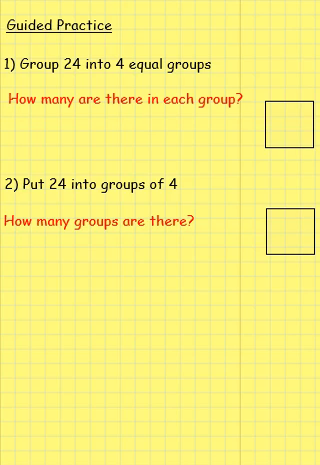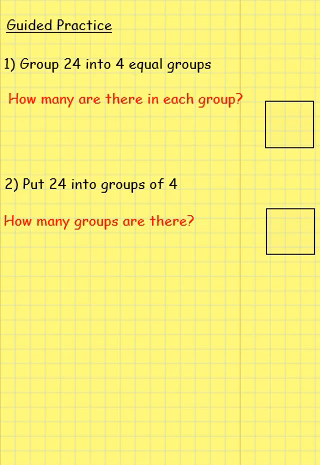We're going to have a look at some guided practice questions now. The first one is asking you to group 24 into 4 equal groups. Have a think about that question carefully and what we've just looked at, thinking about grouping into 4 equal groups. It doesn't matter how many there are in total; we're looking at the fact that there are 4 equal groups. The question is, how many are there in each group? So if we were going to group 24 into 4 equal groups, what do you think the answer might be?